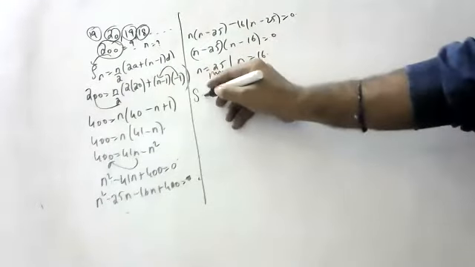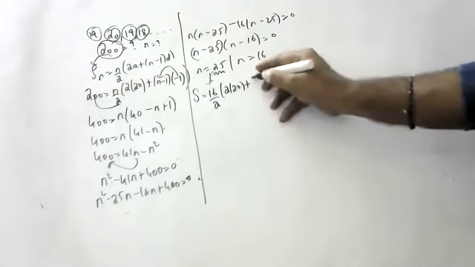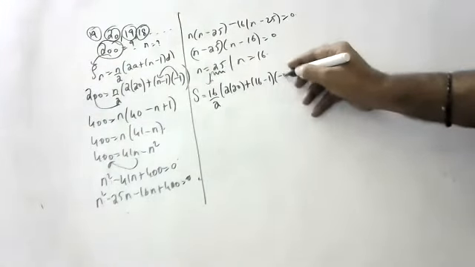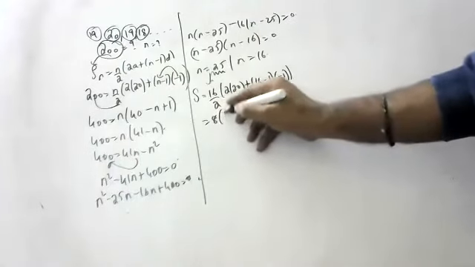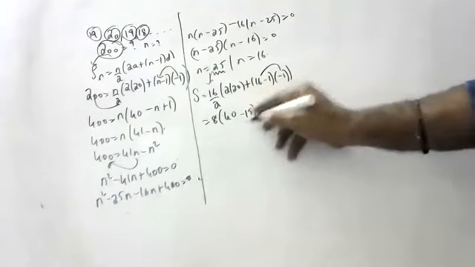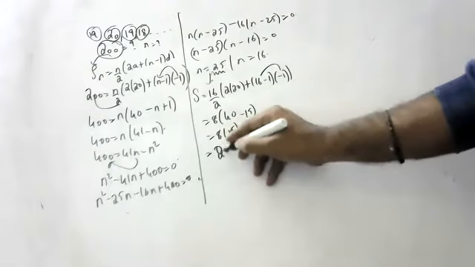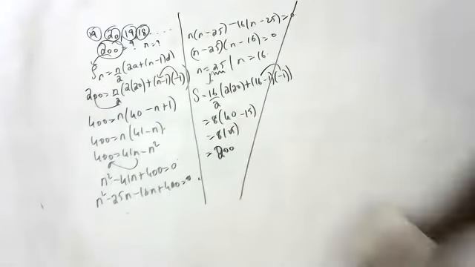Let's check, children. If you want, check: 16 by 2 into 2 into 20 plus 16 minus 1, and the common difference is minus 1. 8 into 40 minus 15, so 8 into 25, that is 200. 200 logs of wood are kept in 16 rows.